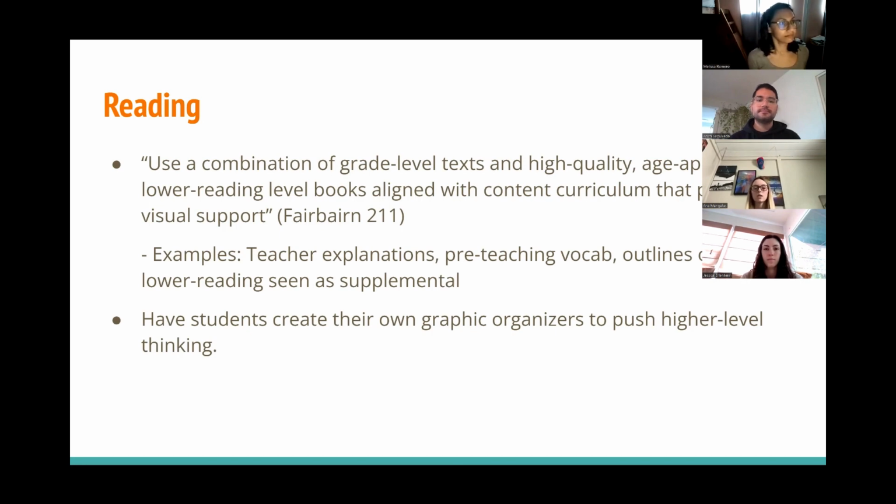Other examples we can have are pre-teaching the vocab, or giving them the vocabulary that we're going to be talking about in the next topic beforehand so they can look it over, giving the students outlines, or providing extra one-on-one teacher explanations when needed. And again, graphic organizers are really big for EL students. We also want to have them create their own with their reading to, again, push that higher level thinking. Next slide.